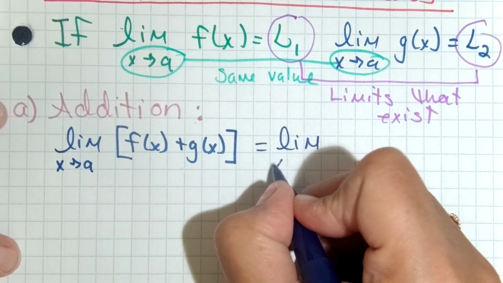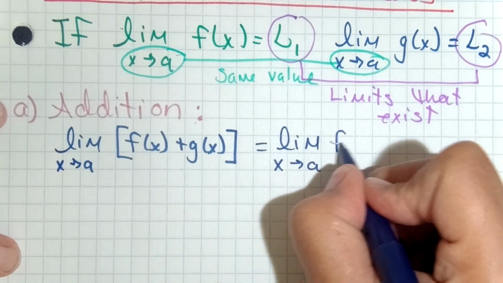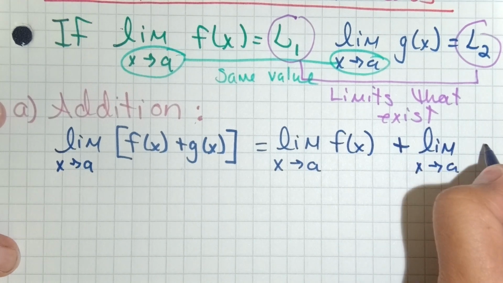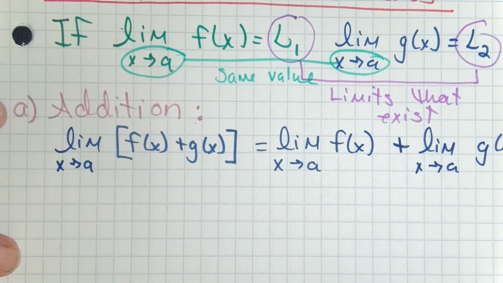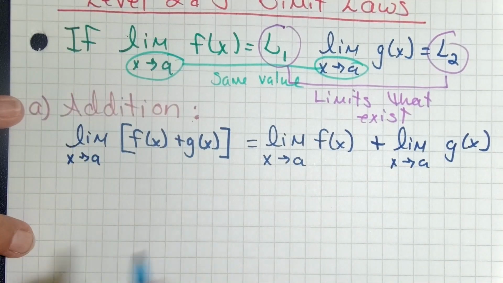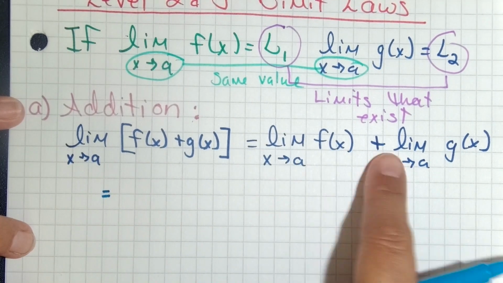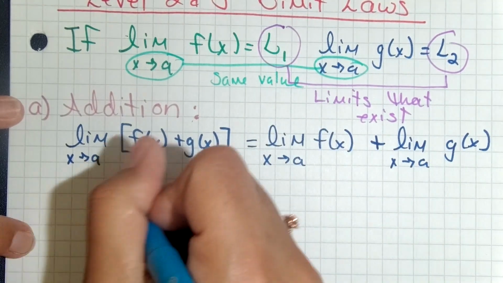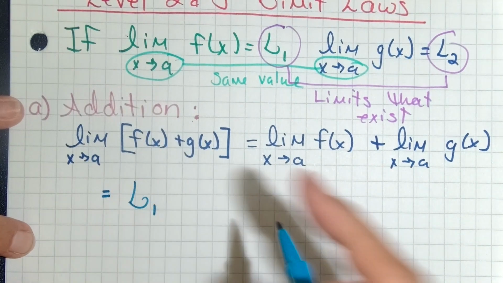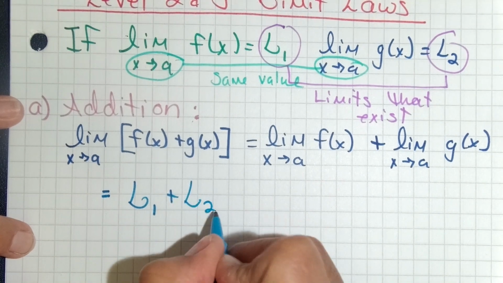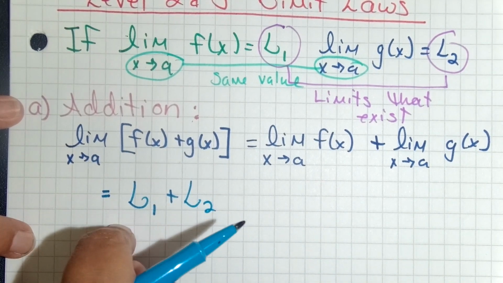So it's going to be the limit as x approaches a of f of x plus the limit as x approaches a of g of x. So in this thing, we've already said that the limit of f of x is L1. So the final answer is going to be L1. And we said that the limit of g of x is L2. So the final answer is just going to be L1 plus L2. The first limit plus the second limit.